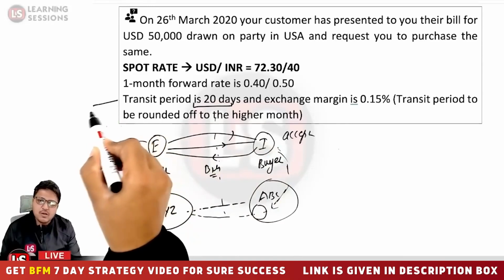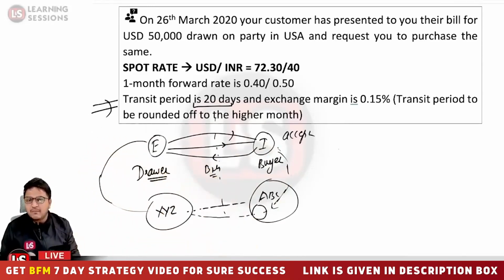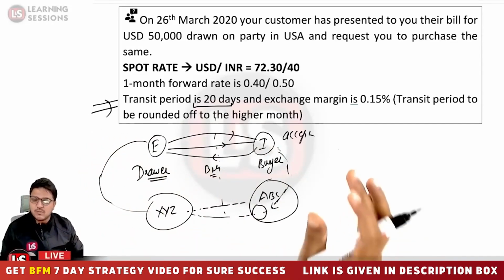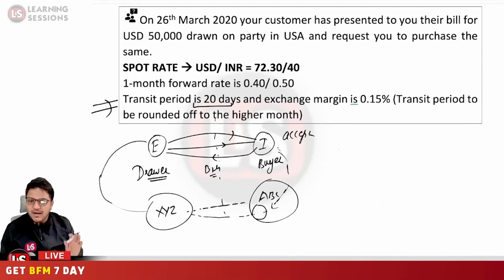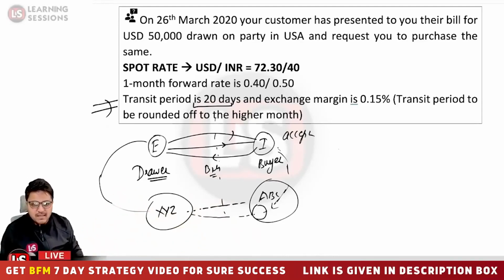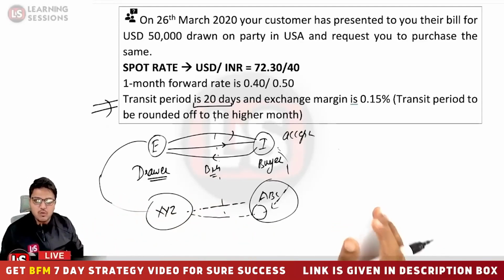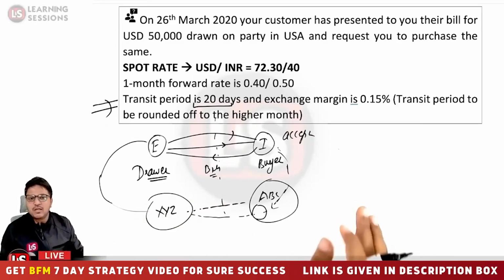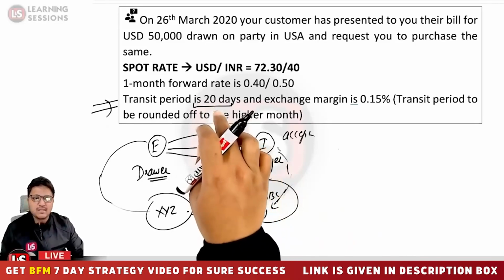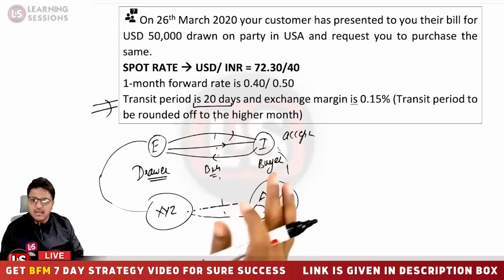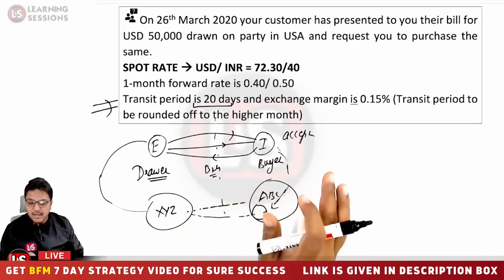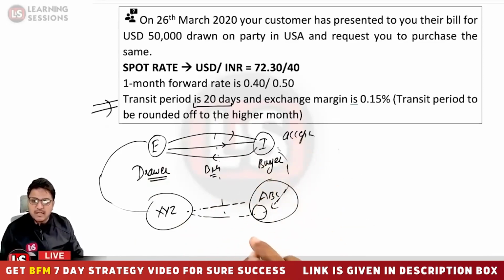Transit period is basically not related to the period when the goods will reach the customer. That is not that particular period. Transit period here relates to the period when the bill will be presented, how much time it's going to take. It is given to be 20 days. So this much time it will take to get the bill cleared and the amount credited to the nostro account of the XYZ bank.